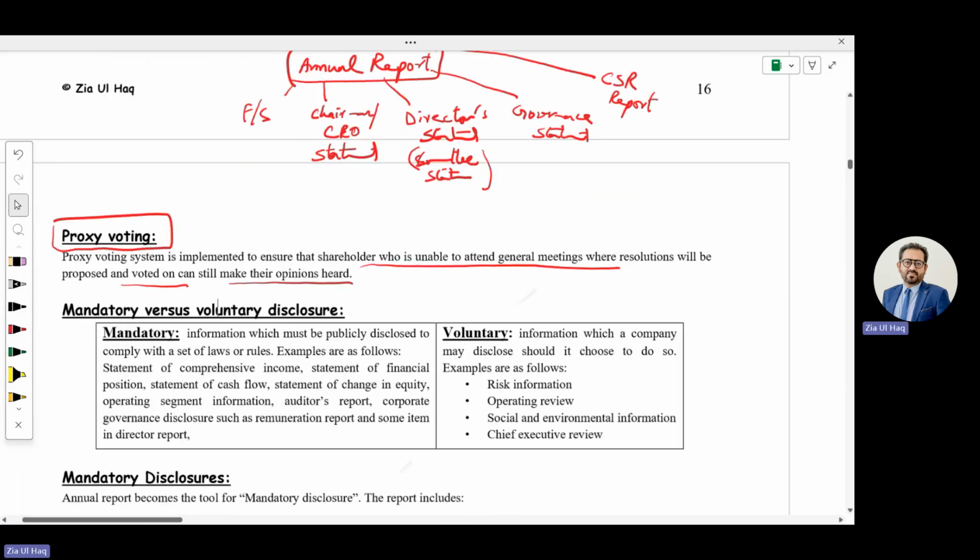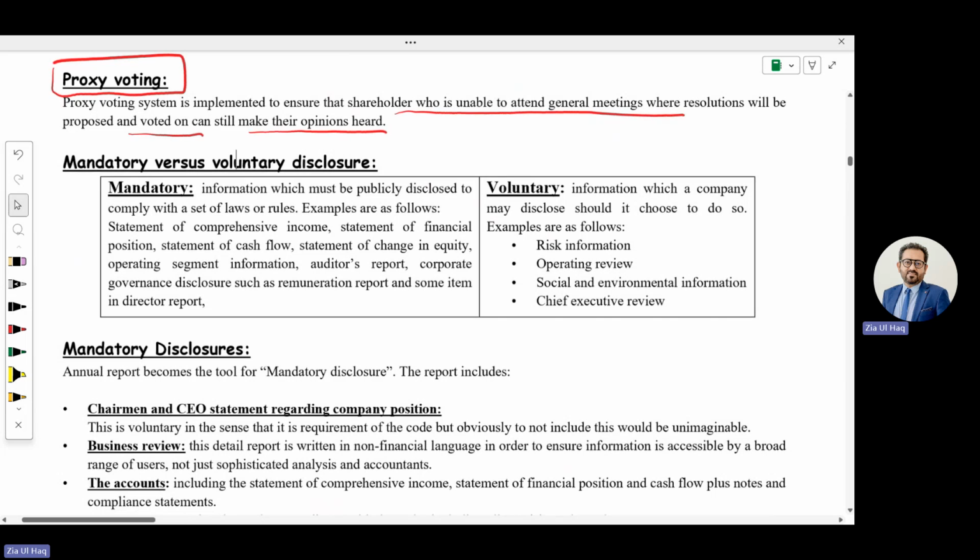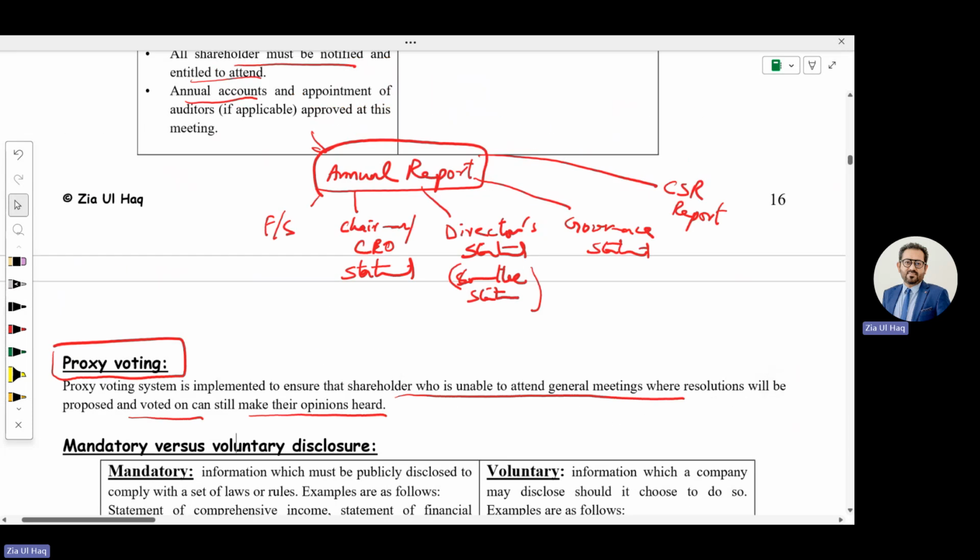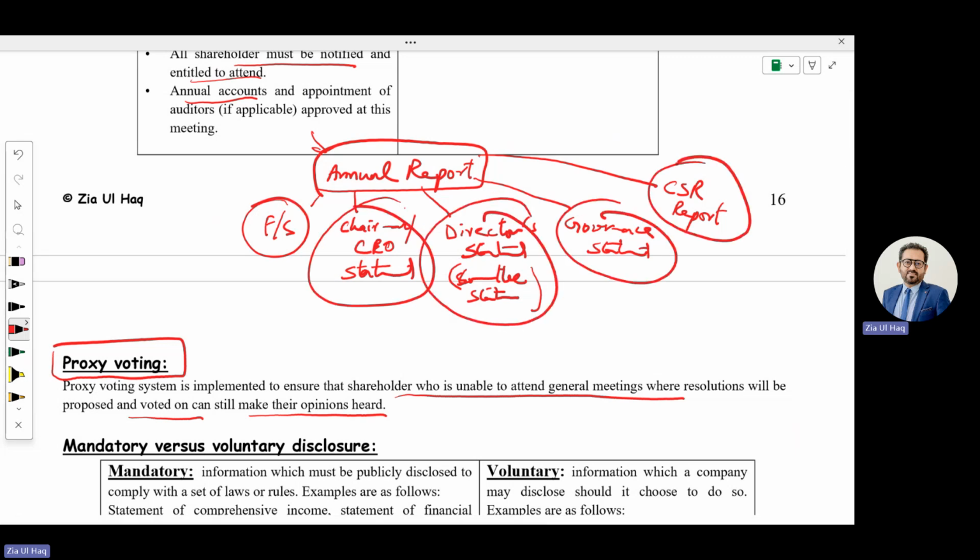Let's move towards a small topic called disclosures. Every company needs to prepare its annual reports. What is in the annual report? We have discussed financial statements, chairman, CEO statements, director statement, governance statement, CSR report. It means the company can disclose its matters to the external world. How can a company disclose its matters to the external world? Through annual reports.